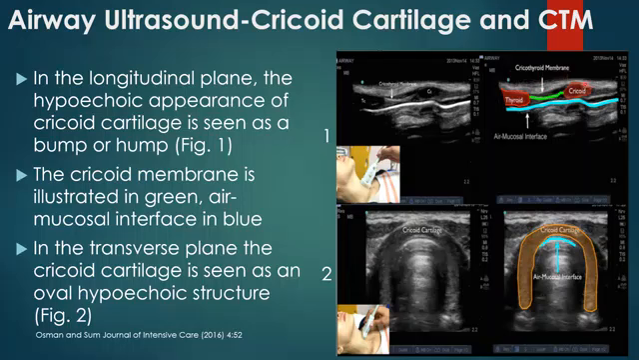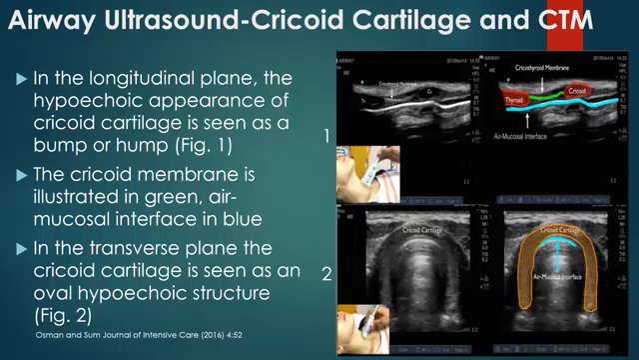But in the longitudinal plane, the very hypoechoic appearance of the cricoid cartilage is seen as a bump or a hump here. Here it's outlined in red, but over here you can see that it's very hypoechoic. The cricoid membrane is illustrated in green, the air mucosal interface in blue over here, trying to give you a good idea about what the cricothyroid looks like in sagittal view.